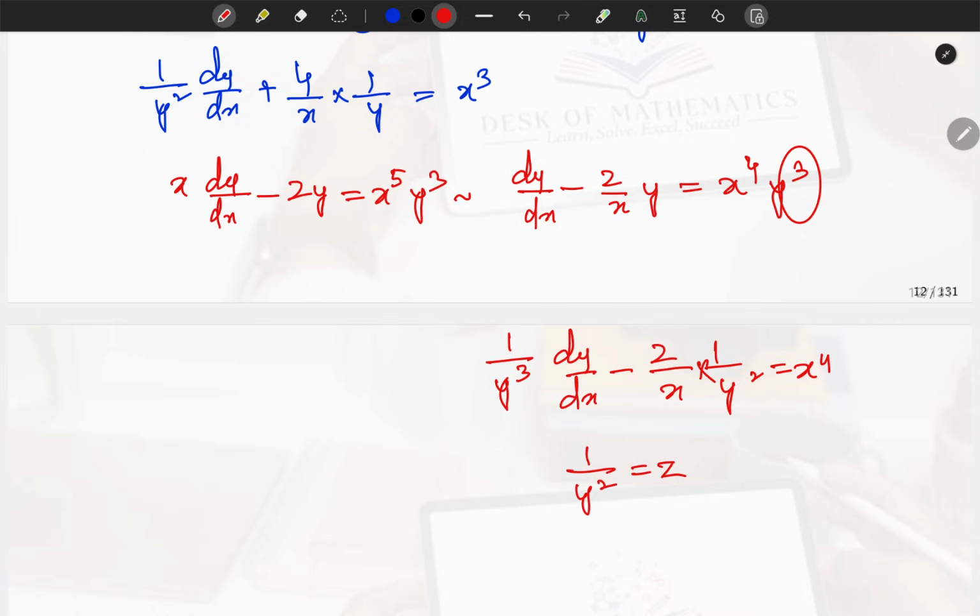You will get this as a linear differential equation. Solve for z and put back the value of z. You will get the solution. And this is the type of Bernoulli's differential equation that may come in your 5 marks question. And if it is tough, then it may come in the 10 marks question.